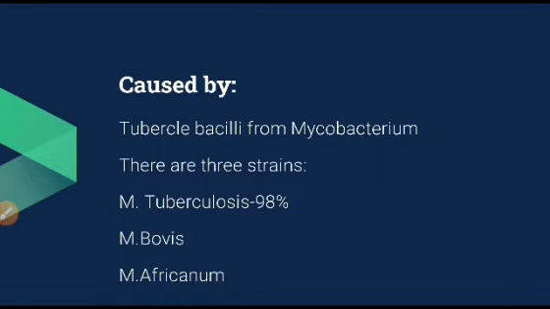It is usually caused by the tubercle bacilli, which is from the Mycobacterium family. There are three strains of Mycobacterium: M. tuberculosis, M. bovis, and M. africanum, where M. tuberculosis has a prevalence rate of 98% compared to the other two strains. Usually it is infected by the respiratory route.